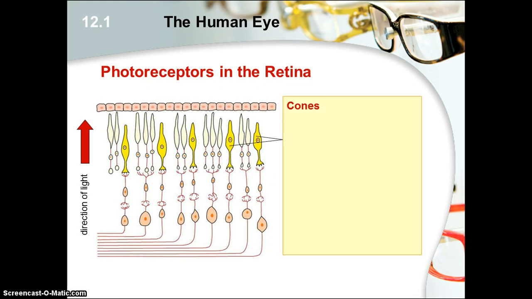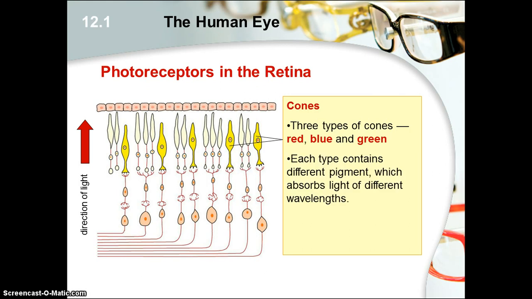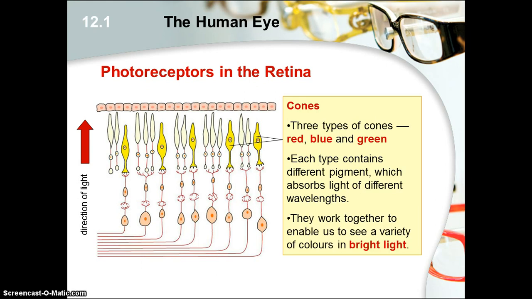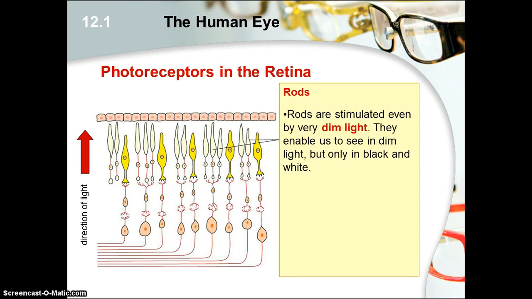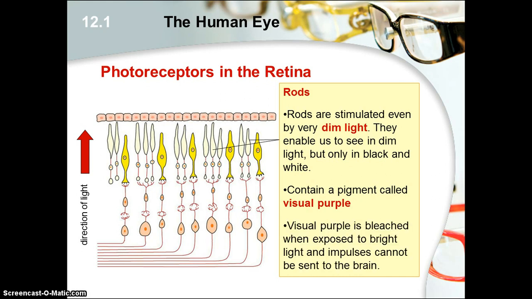The cones refer to three types of cones, the red, blue, and green. Each one contains a different pigment to absorb light of different wavelengths. It helps us to see a variety of colors in bright light. Whereas the rods are stimulated in very dim light to help us to see in dim conditions. It contains a pigment called the visual purple. However, when the visual purple is exposed to bright light, the impulse cannot be sent to the brain.